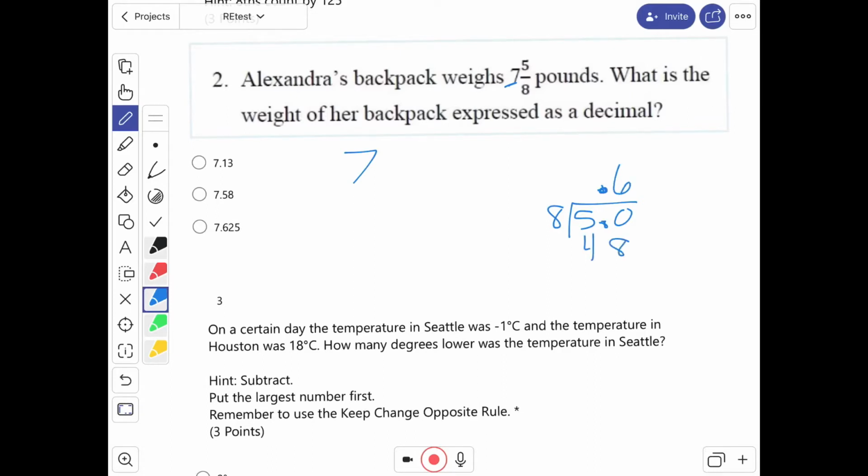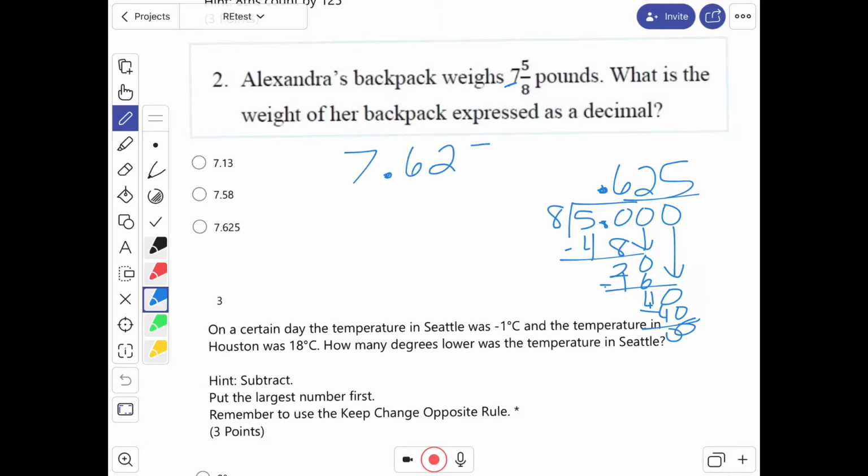8 goes into 50 6 times with 2 left over. 8 goes into 20 twice with 4 left over. And then 8 goes into 40 5 times with nothing left over. So this is 7.625.